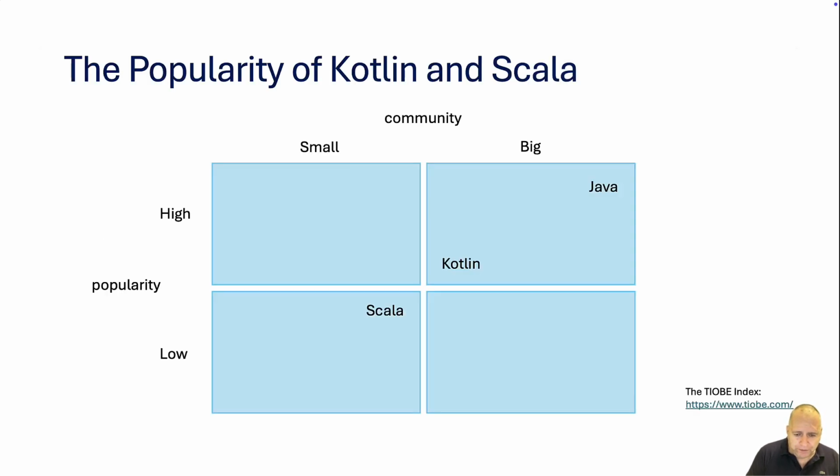Now let's try to compare a bit the two programming languages with each other and with Java. When it comes to community, no doubt the community around Java is much bigger compared with the communities we have with Kotlin and Scala. When it comes to popularity, and you can check the index at tiobe.com, Java is by far more popular. After Java, we have Kotlin, and then we have Scala.